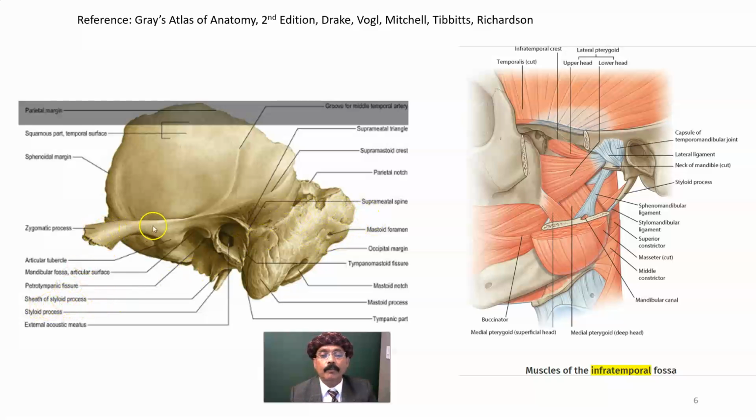This is the zygomatic process. Two-thirds is contributed by the temporal bone, one-third is contributed by the zygomatic bone. Okay, we got that. And this is the mandibular fossa here, the articular surface that is part of the temporomandibular joint. Okay, we got that.